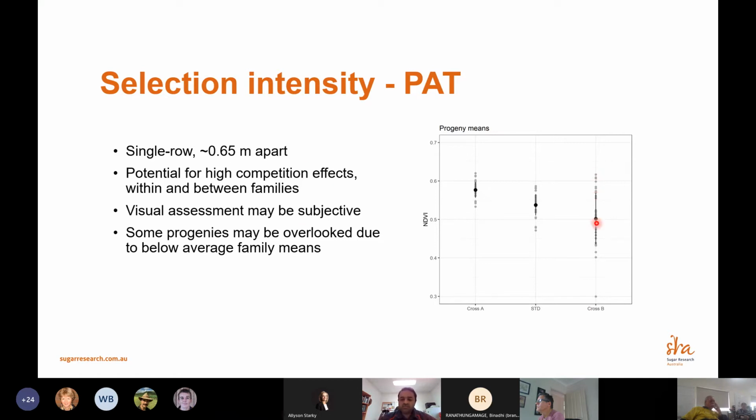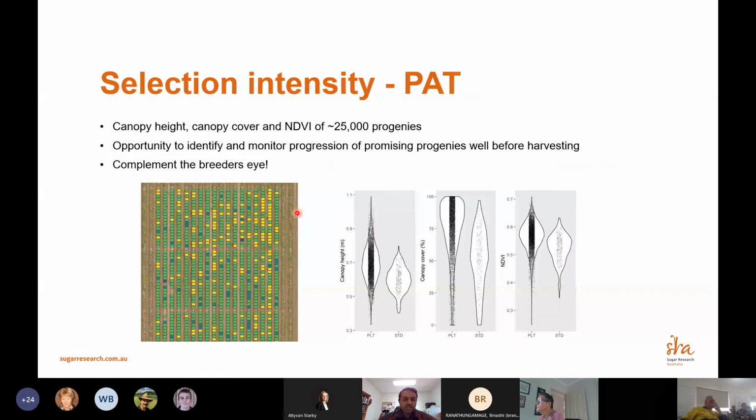But with high-throughput phenotyping, we can capture indirect traits or vigor traits from each of the progenies, from each of the seedlings, and that would help to make sure we don't overlook any of the promising progenies. And it also provides an opportunity for the breeders to identify those progenies early on in the crop stage and monitor the progression of those progenies over time.